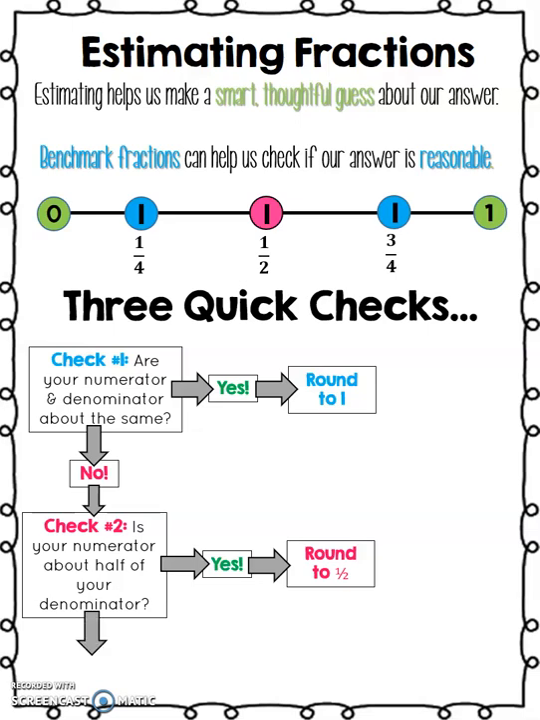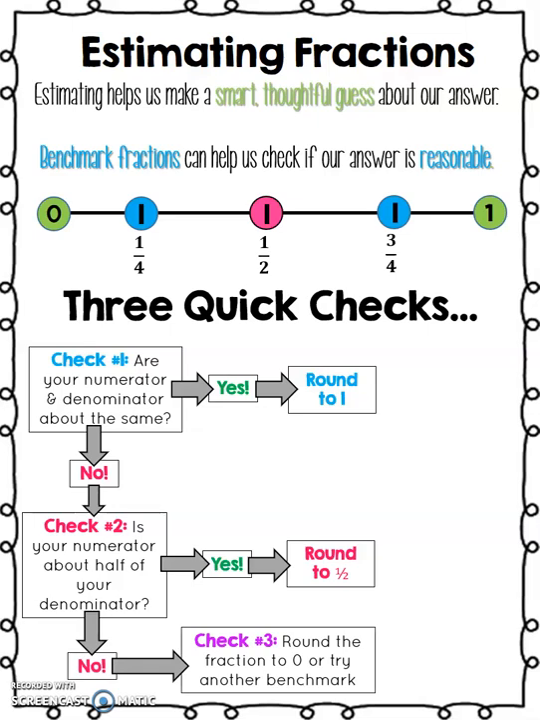If the answer to this question is no, we move on to our final of those 3 checks, which is to either round the fraction to 0 or to try another benchmark. Most often this year in 5th grade, if you aren't rounding to 1 or rounding to 1/2, you'll be rounding down to 0. A time when that would come up would be if your numerator and your denominator are really far apart. Because if you only have 1 out of 8 pieces, for example, that means you aren't really that close to filling up that whole. You're actually closer to not having anything.